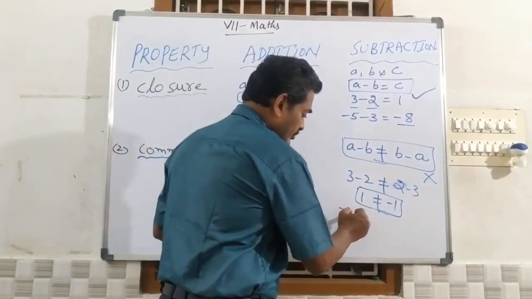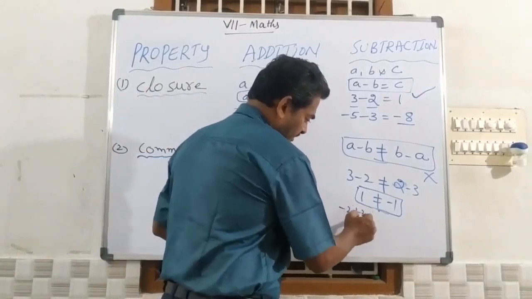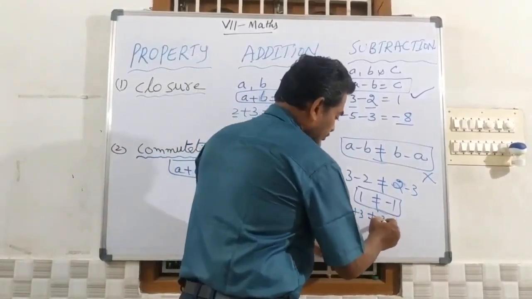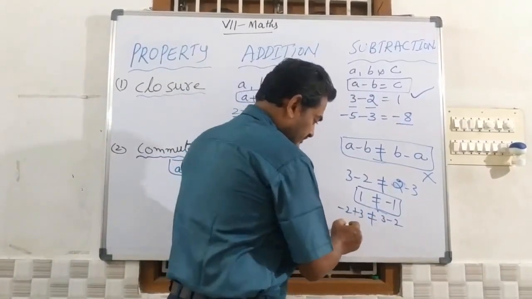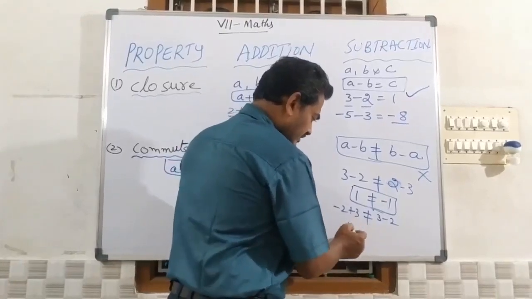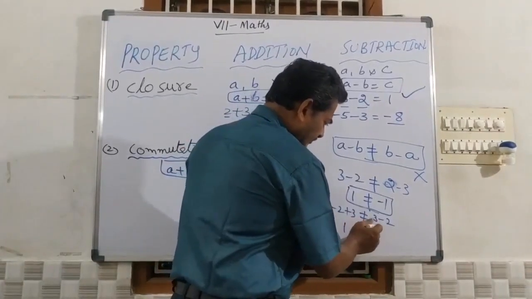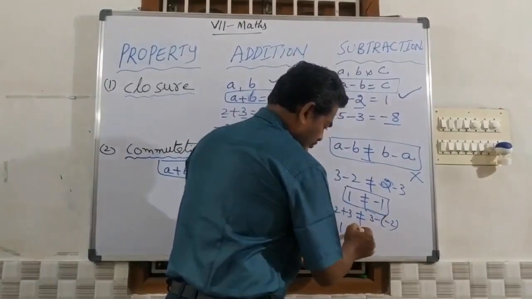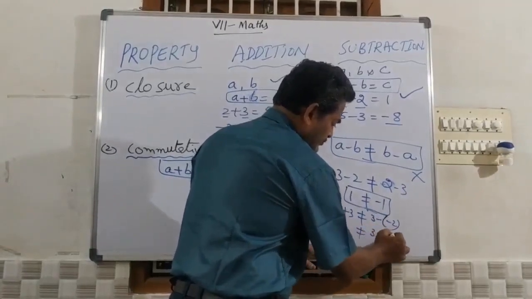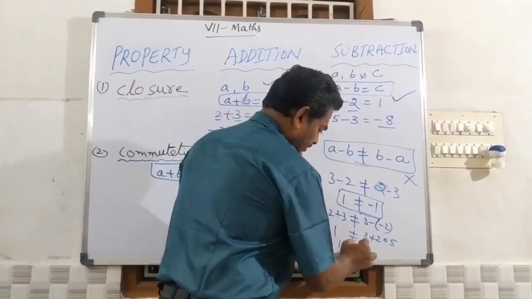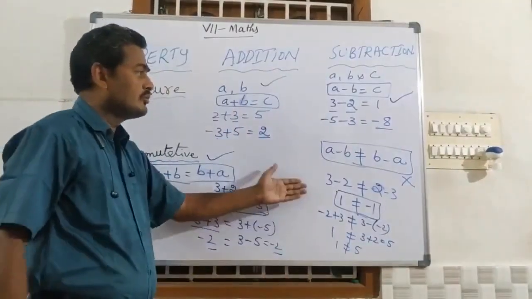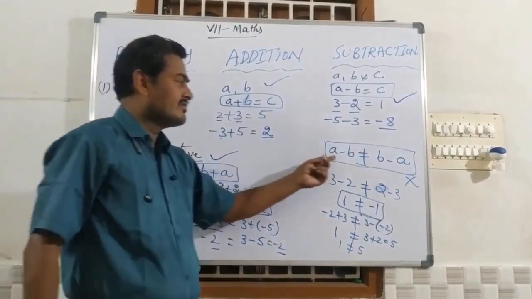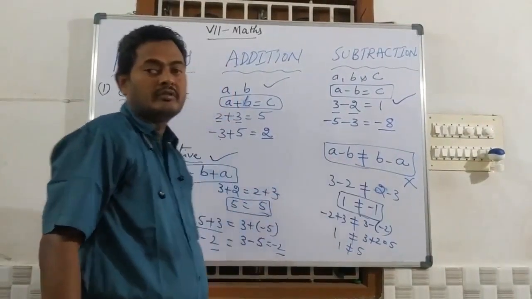Now minus 2 plus 3 is not equal to 3 minus 2. That means 1. 3 minus of minus 2 is not equal to 3 plus 2, that equals 5. So 1 is not equal to 5. So commutative property under subtraction is not acceptable. It is not true for all values.